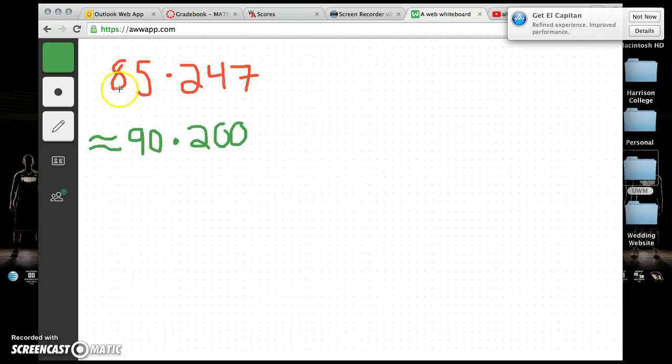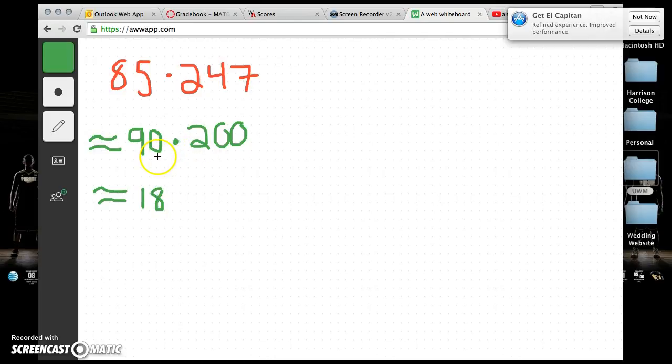So the idea is this: if you wanted to estimate this product of 85 times 247, we can say that's about 90 times 200. And now to multiply 90 times 200, we really don't even need a calculator, because notice that the only two number values that you have besides the zeros are these numbers at the highest place values. We have a 9 here and a 2 here. What is 9 times 2? 9 times 2 is 18.